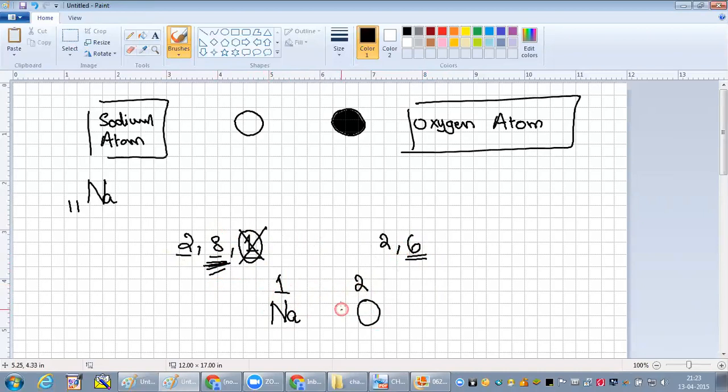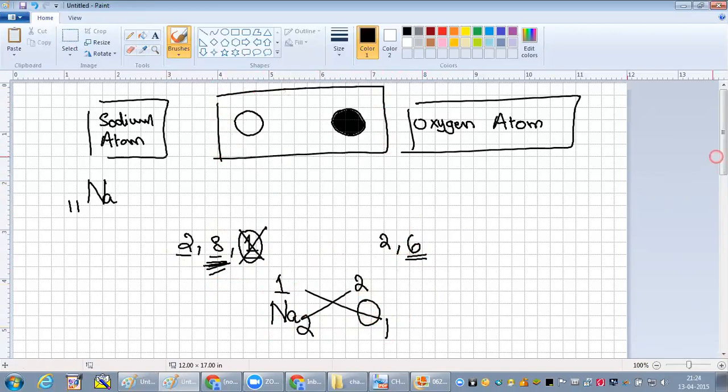So now we have obtained the valencies. Simply exchange the valencies: this 1 will come here, this 2 will come here. So the formula of sodium oxide is Na2O. It means there will be 2 atoms of sodium bonded with 1 atom of oxygen. Now if this is the key, how are you going to draw that diagram? There will be 2 atoms of sodium.